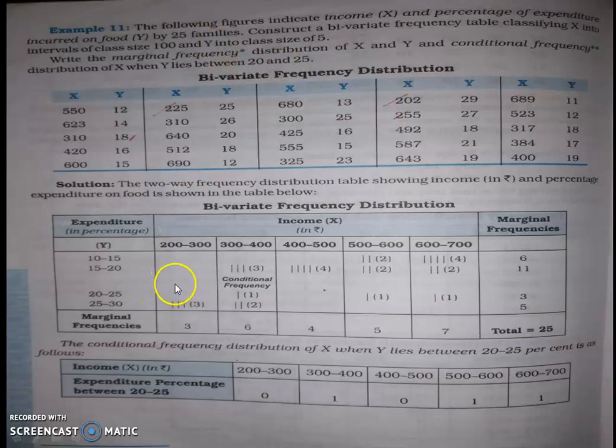So in 20 and 25, between the range 200 and 300, there is no such value, we will write 0, okay. From 300 to 400, there is only one variable, okay. So we will write 1. From 400 to 500, there is no such variable, so we will write 0. From 500 to 600, there is only 1 variable, okay. And from 600 to 700, there is only 1 variable.